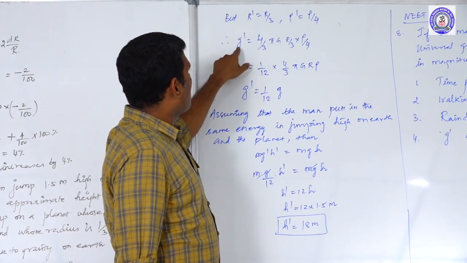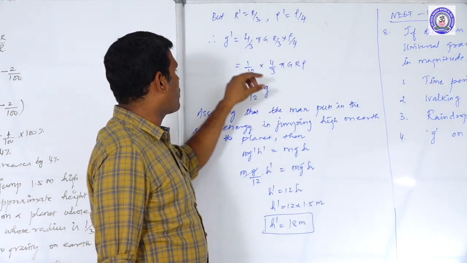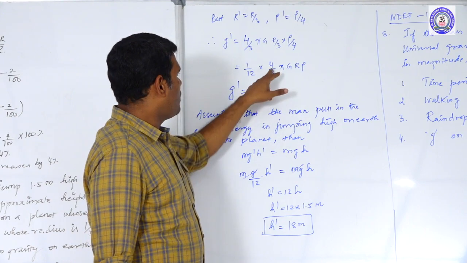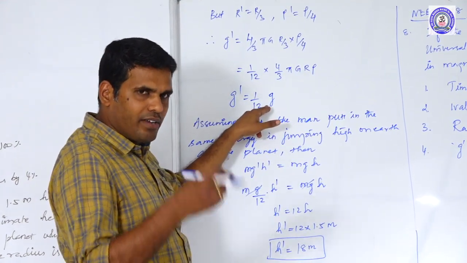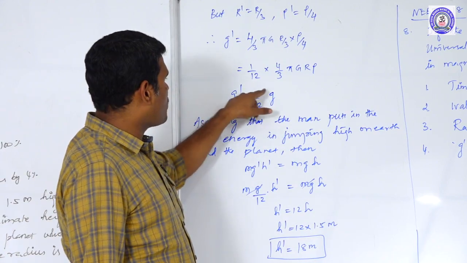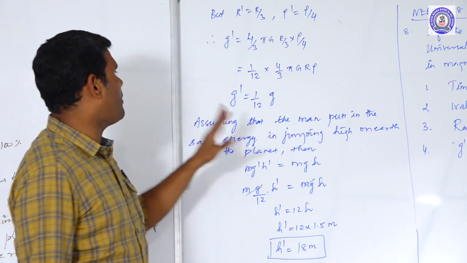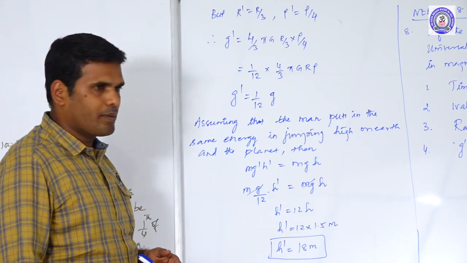On substitution, you will have g prime equals 4 by 3 pi G r by 3 into rho by 4. So 1/4 of 4 by 3 pi G r rho. 4 by 3 pi G r rho is nothing but g, the value of acceleration due to gravity on the earth. So g prime is 1/12 of g. Assuming that the man puts in the same energy in jumping high on the earth and on the planet.